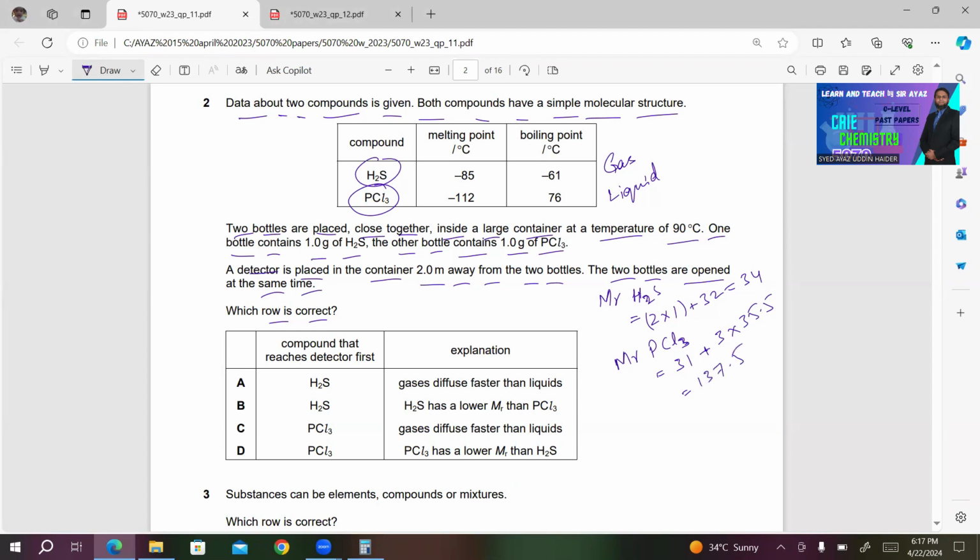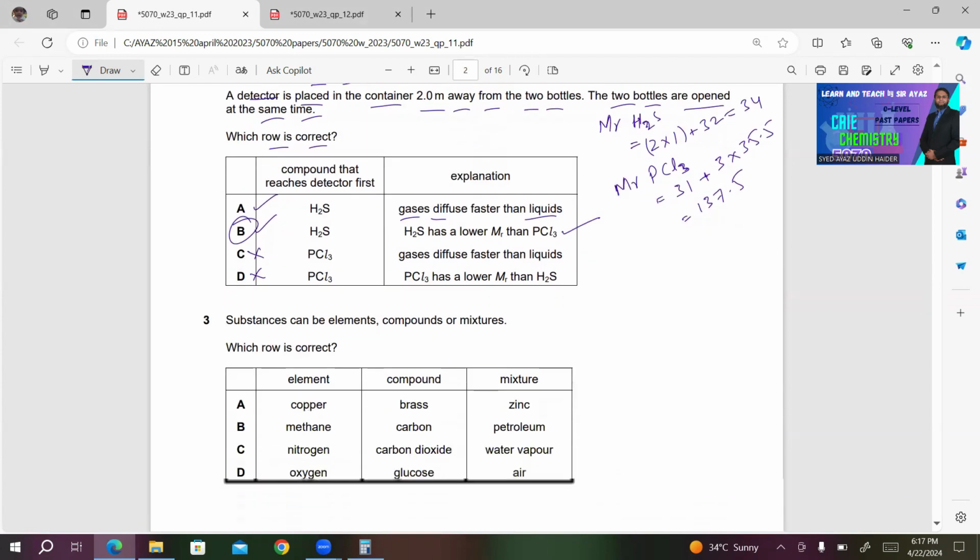So it clearly indicates that H2S must diffuse faster than PCl3. So either A is correct or B is correct. Both C and D are incorrect. You see, I have narrowed down the choices. Now it will become easier for you to choose the best answer in this case. In A, what they are saying, explanation, gases diffuse faster than liquids. This can't be the explanation because we are comparing the MR. In B, H2S has a lower MR than PCl3. This is the correct statement. So B must be the right answer in this case.